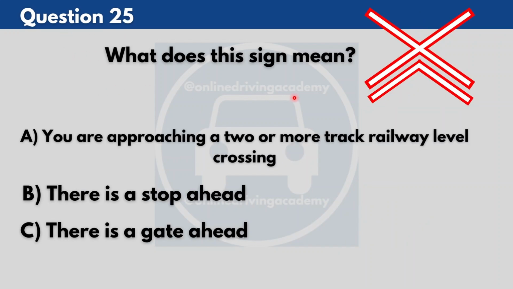Question 25. What does a sign mean? Is it option A, you are approaching a 2 or more track railway level crossing? Is it option B, there is a stop ahead? Or is it C, there is a gate ahead? Now, the correct answer will be option A.